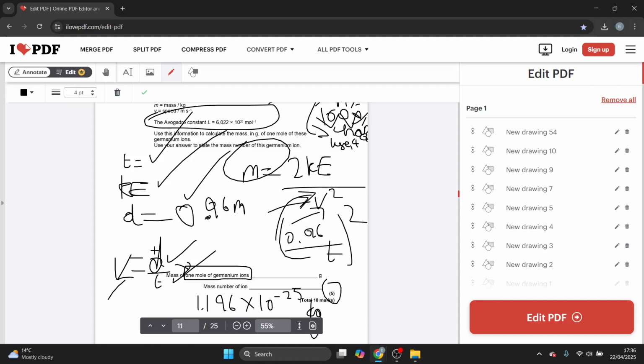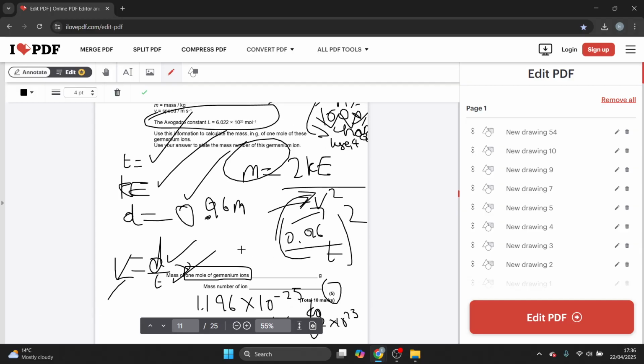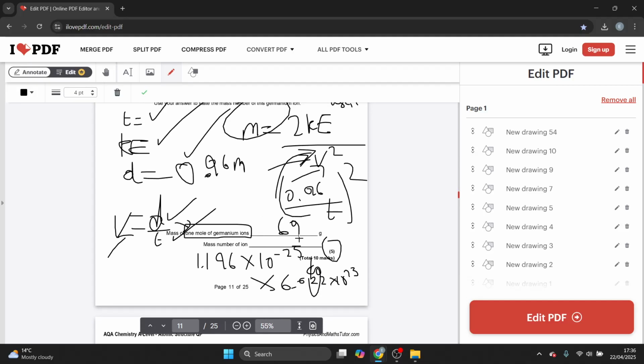If it says a mass of 1 mole of ions, I'm timesing by Avogadro's constant. And therefore I get this in kg, but it wants it in grams. And then I times by 1000, and I get 69 grams. Therefore the mass number is 69. So I'm going to put that on a flashcard right now. I'm just going to jot it down.